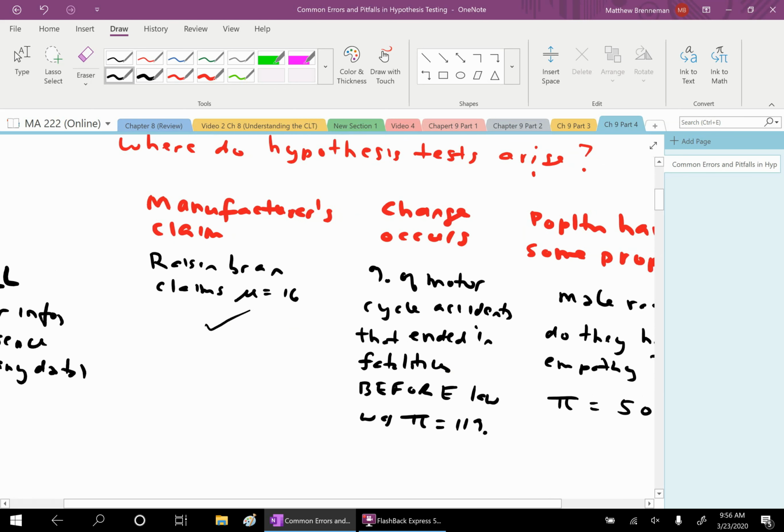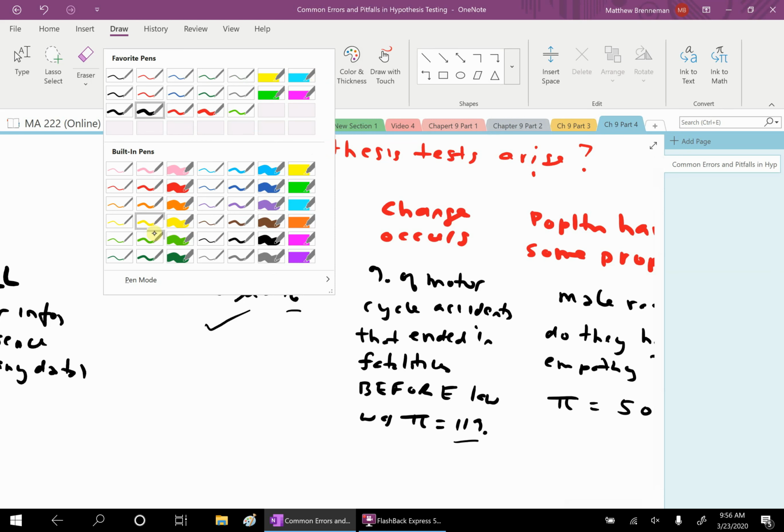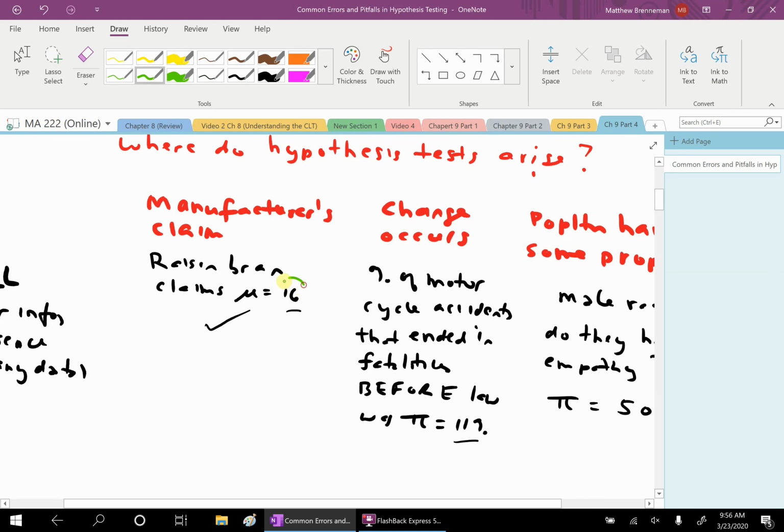If we didn't have any evidence to show that the law actually reduced the fatalities, we would assume that the parameter still has the same value as before. And we give this value a special notation. This value that we believe under the null hypothesis is represented by the parameter symbol mu naught, which is equal to 16. This is the parameter value under the null hypothesis.